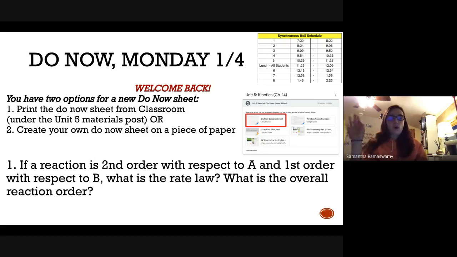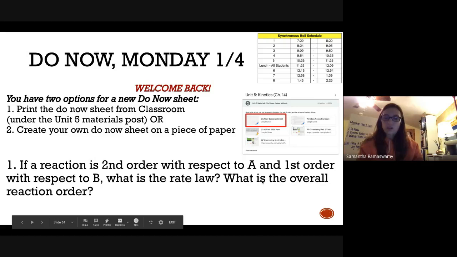Today, we have just one do now question. And a lot of today, we're going to be reviewing what we did with kinetics before break, to just get us thinking about kinetics again. So for the single do now question for today: if a reaction is second order with respect to A and first order with respect to B, what is the rate law? And then what is the overall reaction order? So these are kind of two separate questions put into one. Could you answer one without the other? Yeah, you could. You could answer the overall reaction order part of this question without even writing the rate law.